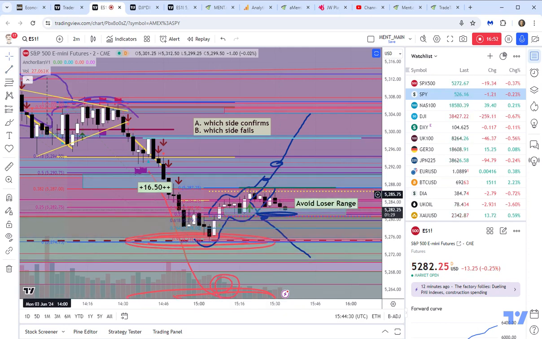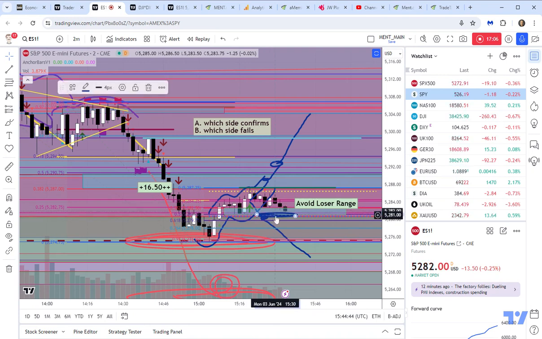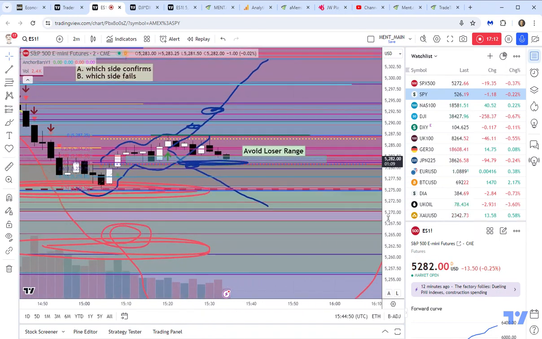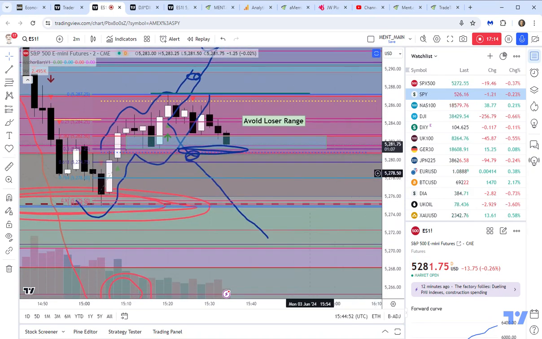Did we get stopped out? I don't know. Let's just see what happens because it came down and rejected off of that level. It's still inside of our avoid loser range level, but you would want your stop level somewhere down here near this avoid loser range level just to be safe. So let's come up, spread this out, and see what actually happens.